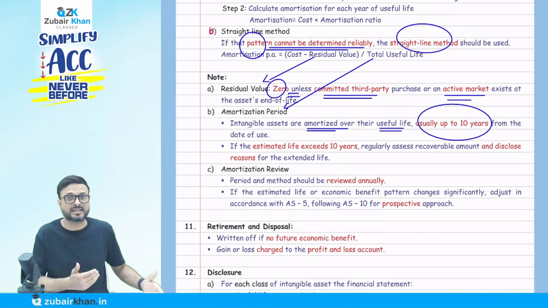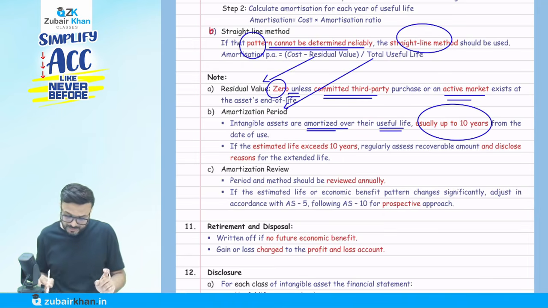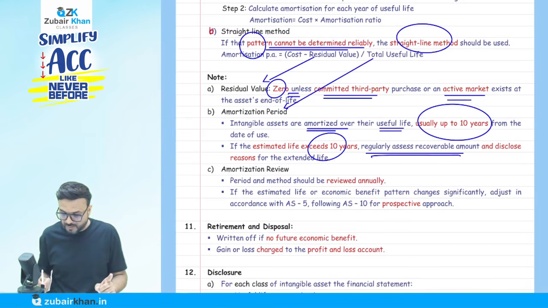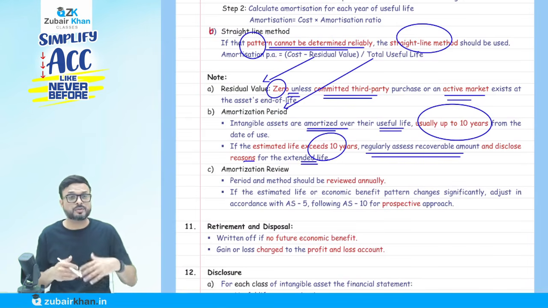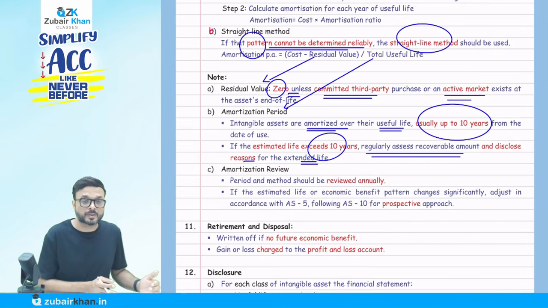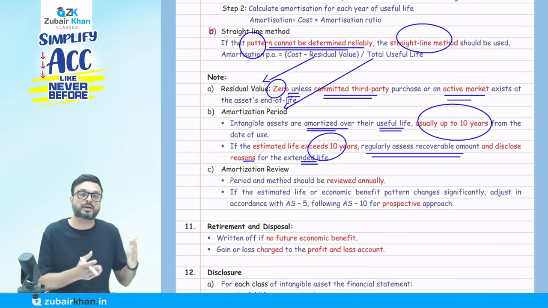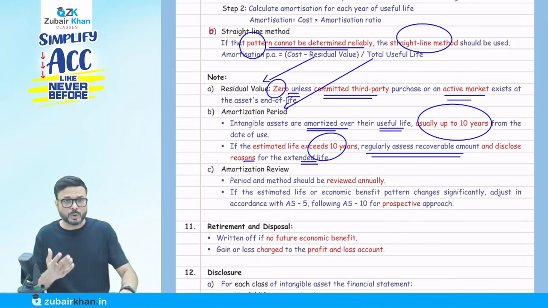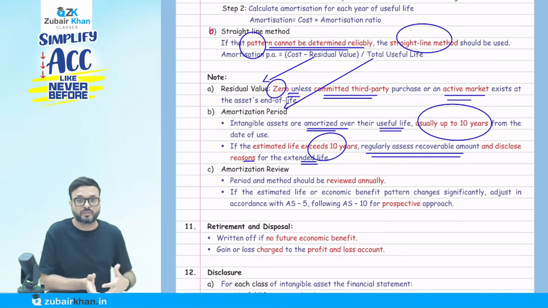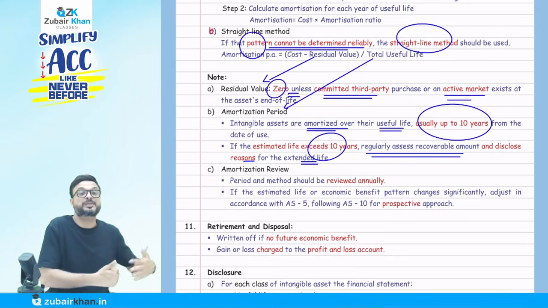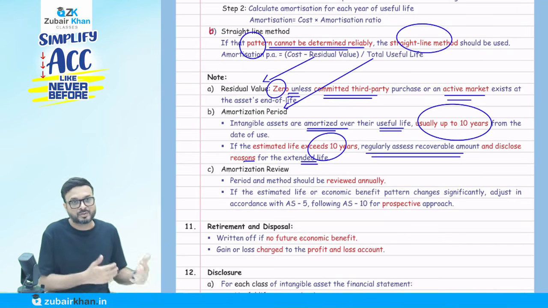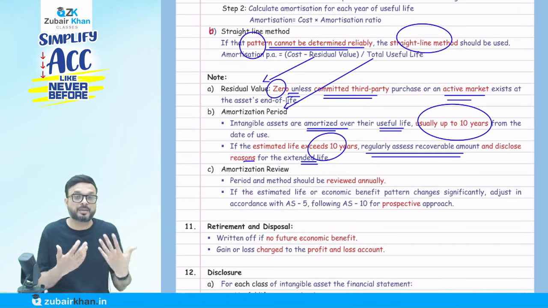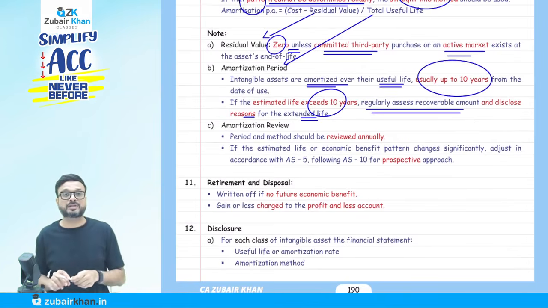which is more than 10 years. Then they say, okay, in that case, if the estimated useful life exceeds 10 years, regularly assess the recoverable amount and disclose the reason. You have to tell them why you are considering more than 10 years. So IndiGo can say that we have a contract with the aviation ministry to land IndiGo flights at Chennai airport for the next 15 years. And every year we have to see whether there is an impairment loss or not. Now, amortization review.